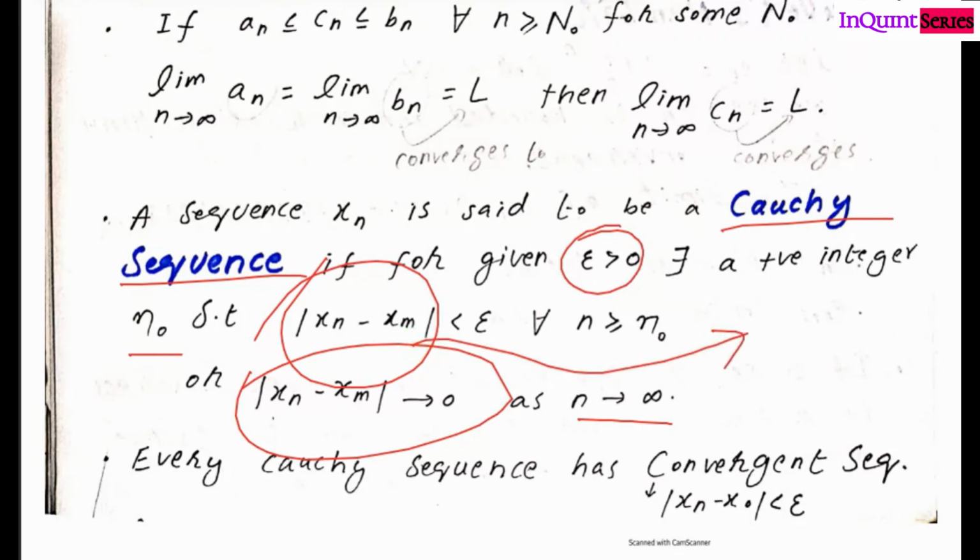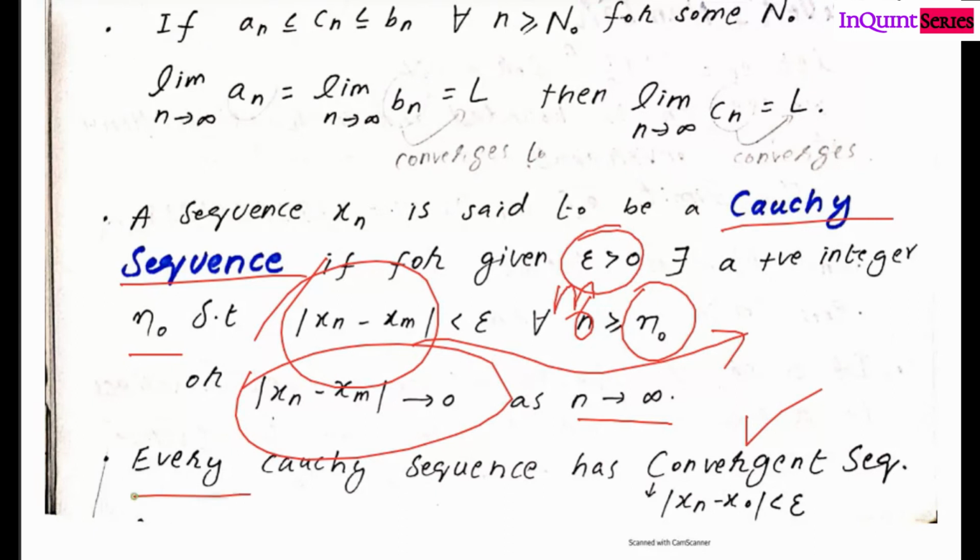It means the terms of the sequence get closer to each other after fixing some n naught and taking m, n greater than or equal to that n naught. So you can say the terms of these two sequences get closest to each other, and the distance between them is very small, i.e. less than epsilon. So every Cauchy sequence is a convergent sequence.